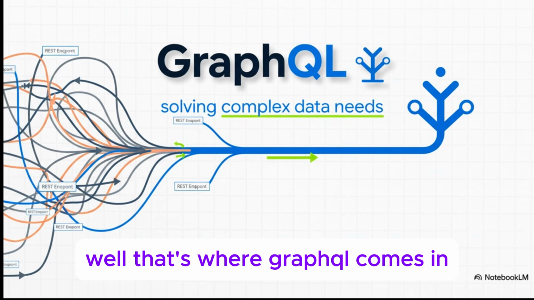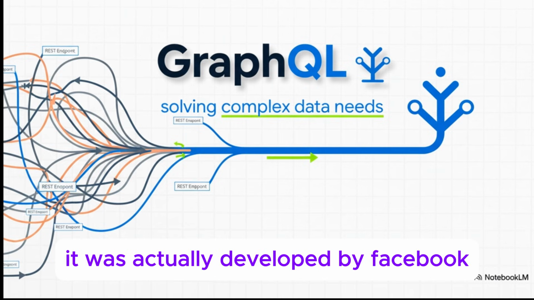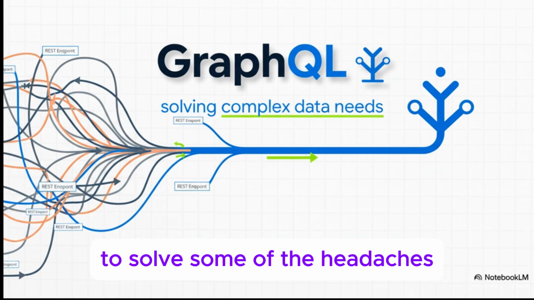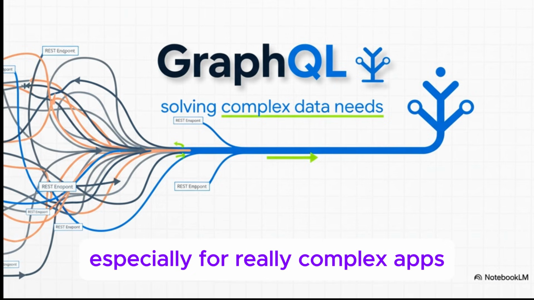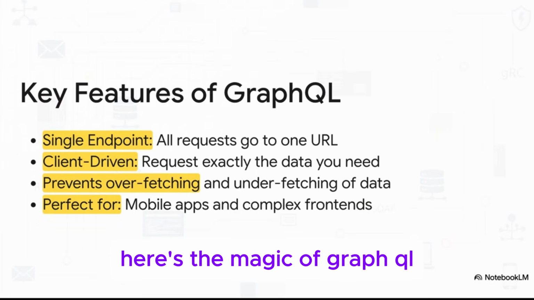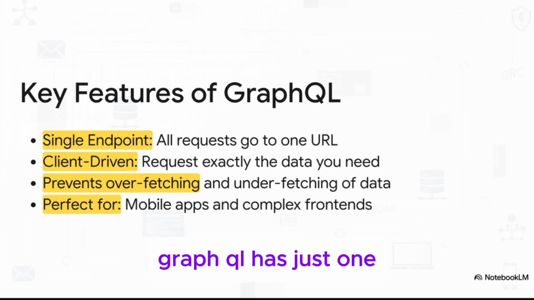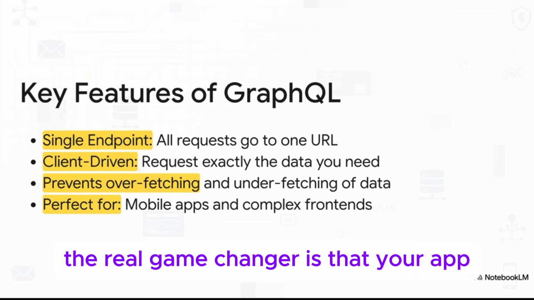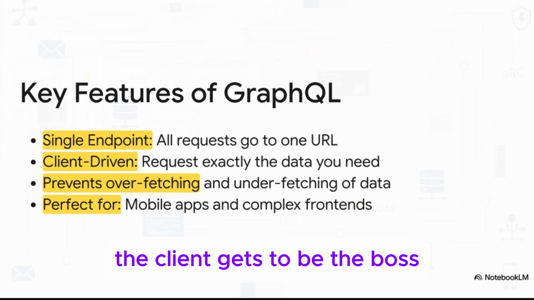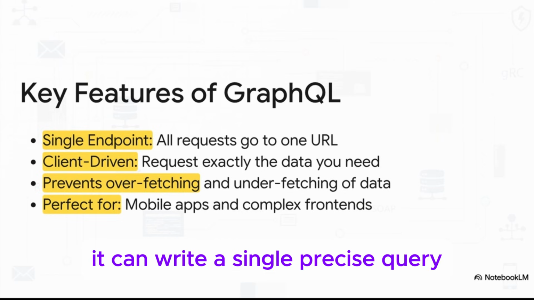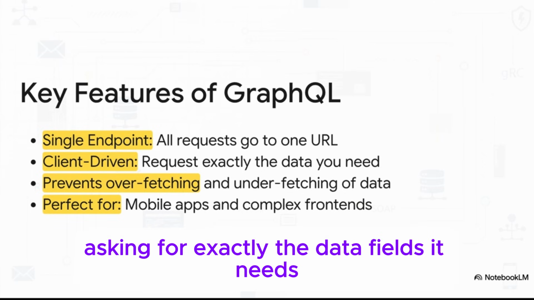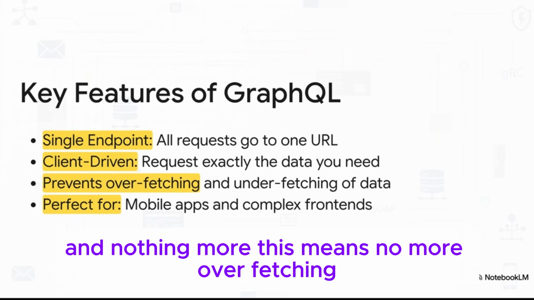Well, that's where GraphQL comes in. It was actually developed by Facebook to solve some of the headaches they were having with REST, especially for really complex apps. Here's the magic of GraphQL. Where a REST API might have tons of different URLs for different pieces of data, GraphQL has just one. The real game changer is that your app, the client, gets to be the boss. It can write a single, precise query asking for exactly the data fields it needs and nothing more.